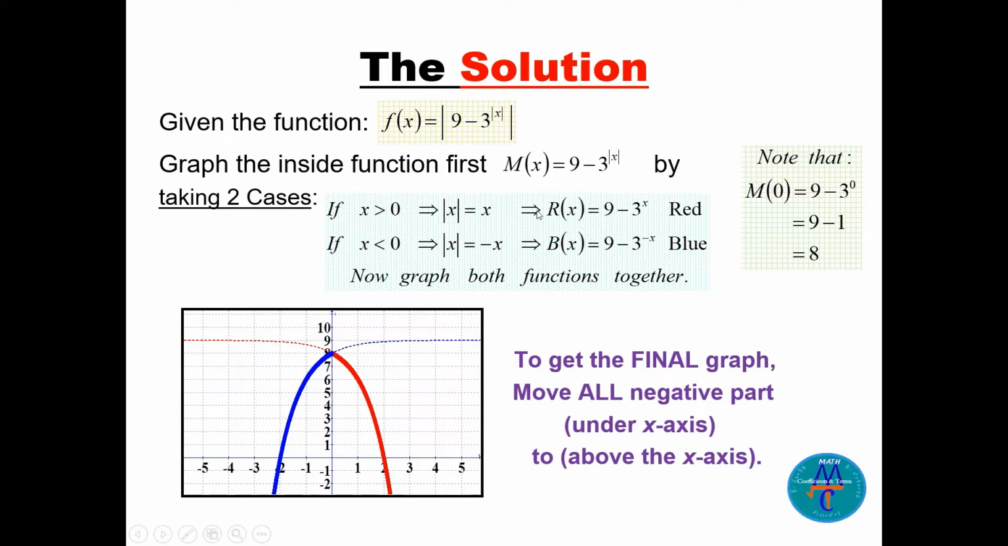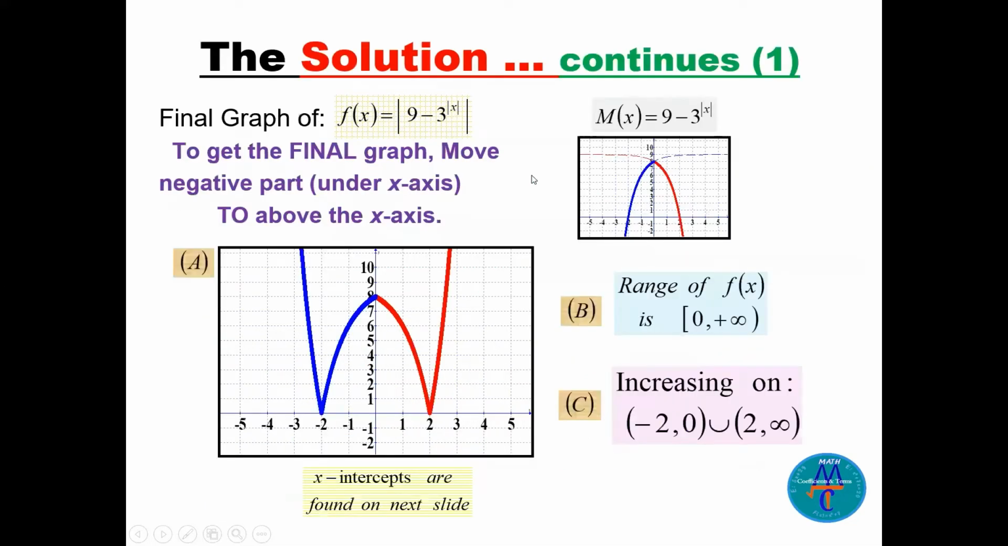Now, be careful here. If we put x equals 0 in the function m, 9 minus 3 to the power 0, 3 to the power 0 is 1, 9 minus 1 is 8. So m of 0 is equal to 8. Now, this solid red and this solid blue together make the function capital M. So this is capital M here.